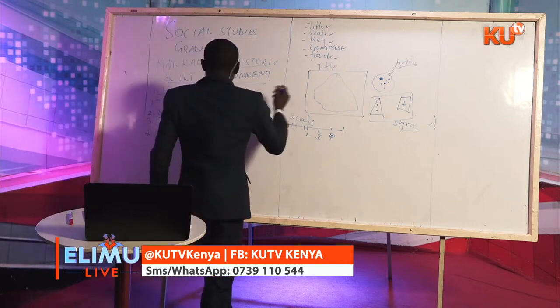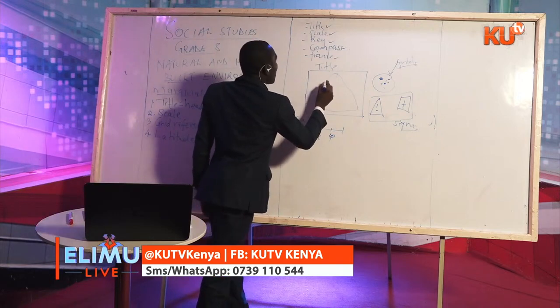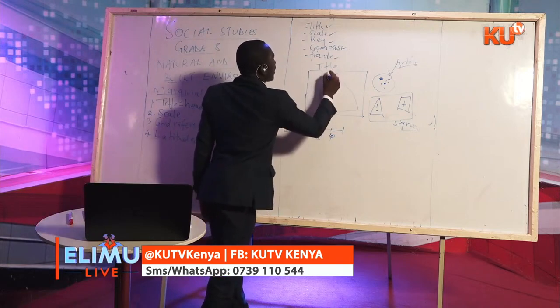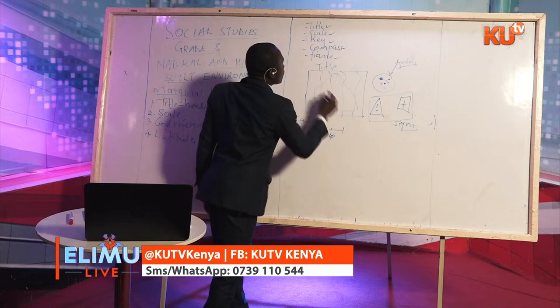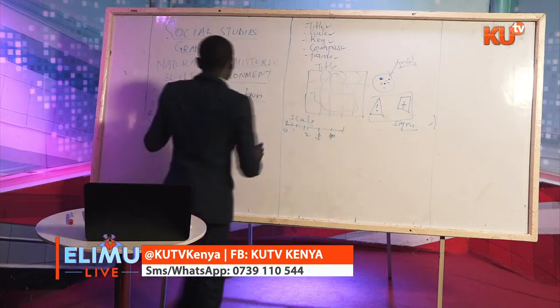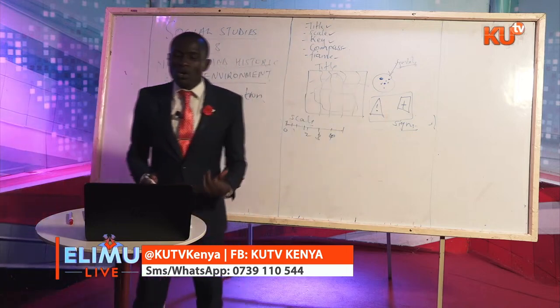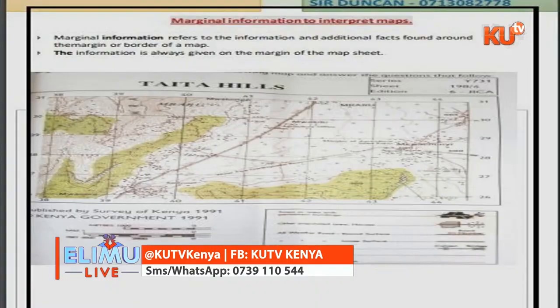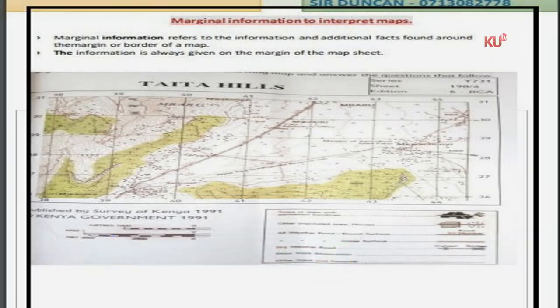I don't know if my director can put the map on the screen so that we are able to see the map of Taita Hills, the one that we have just looked at, so that we are able to see what latitudes and longitudes are on a map. Thank you. As you can see on the screen, latitudes are horizontal imaginary lines drawn on a map to show how far north or south a place is from the equator. How far is it from the equator?